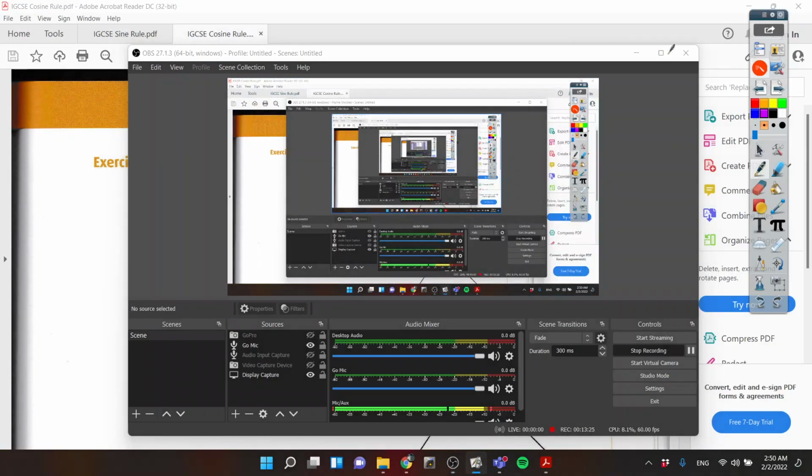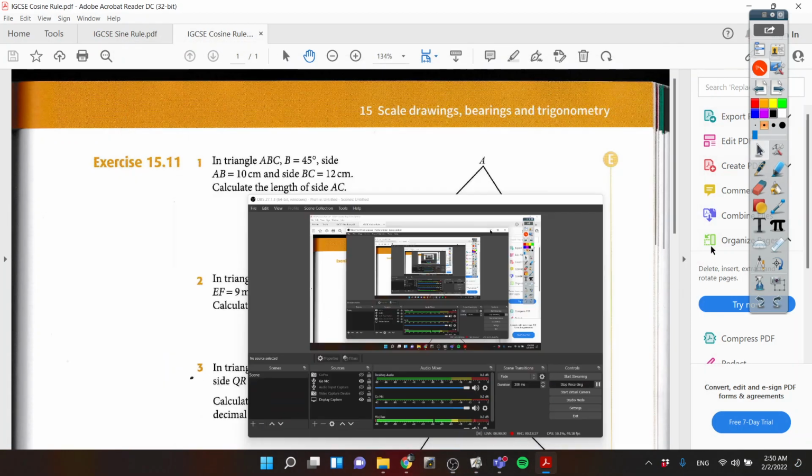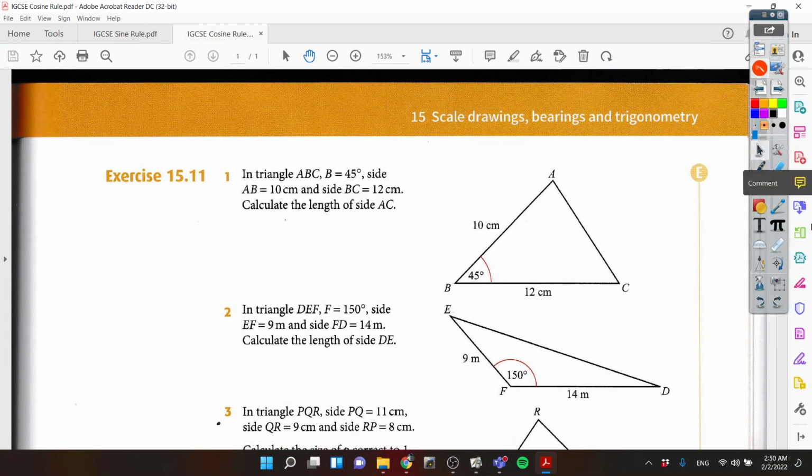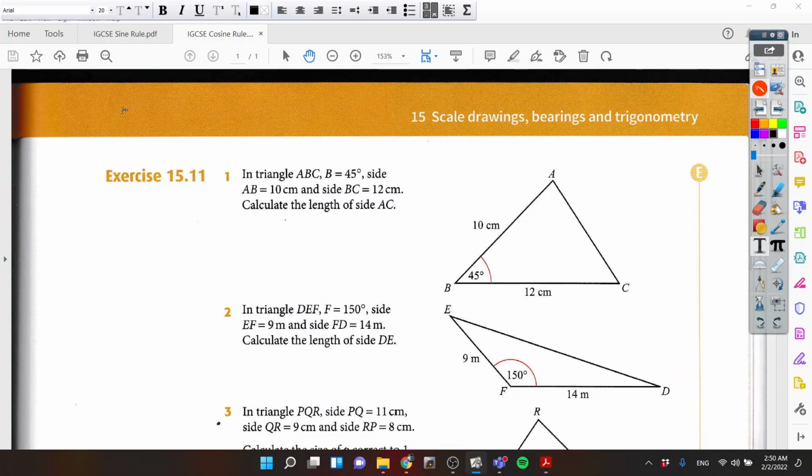Let's look at some questions from your assignment today. Cool. So we've got this relationship. Let me go ahead and type it up here. It says A squared equals B squared plus C squared minus 2BC cosine A. And we can interchange A, B, and C basically.